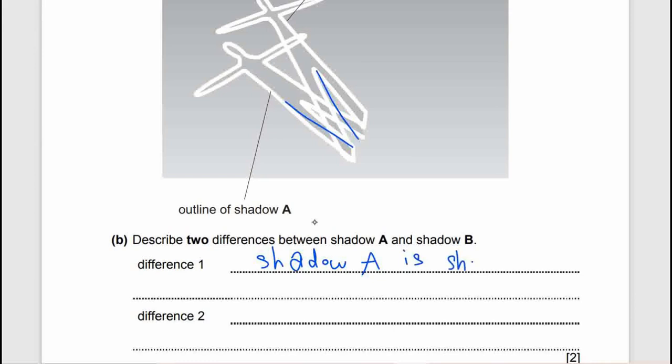Shadow A is shorter than shadow B, and they are in different positions.